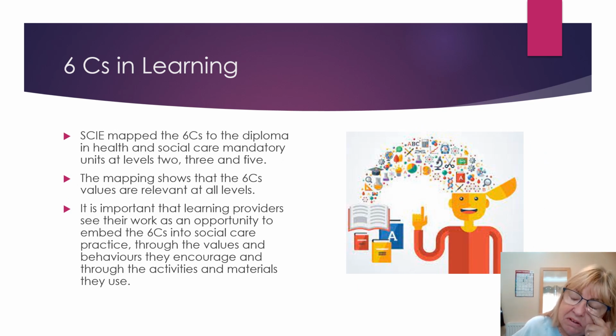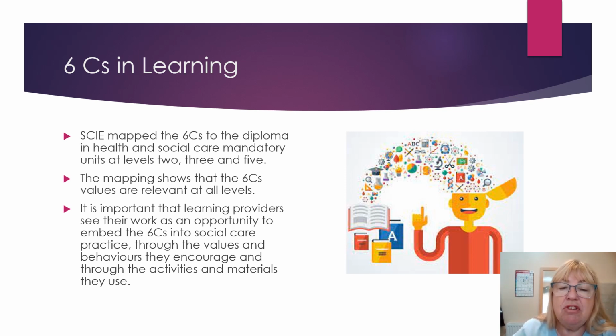6 Cs have also been integrated into learning and training. And so the Social Care Institute of Excellence has mapped these 6 Cs, and they've picked it up in the diploma in health and social care, at level 2, level 3, and level 5. So those of you who are doing this course, you're actually looking at level 3 at the moment. They are picked up a little bit in level 4 as well, not quite to the same extent, but they would go back to them again at level 5, but in a more management way. Level 5 is about management.